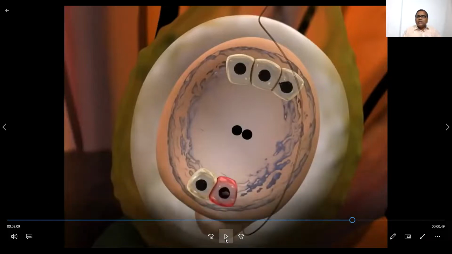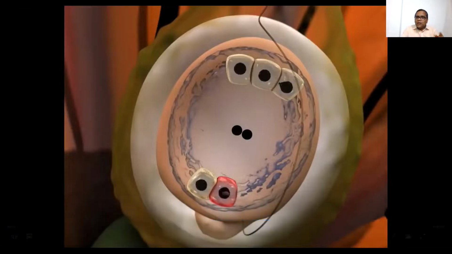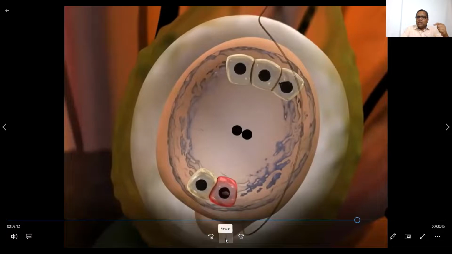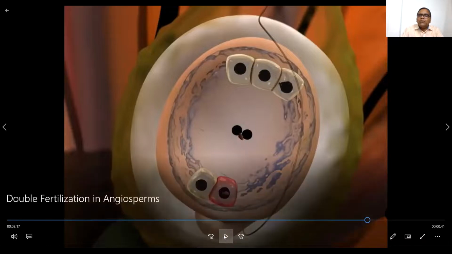That is the normal process of fertilization, syngamy. Here syngamy is taking place, in which one male gamete is fusing with the female gamete, that is the egg cell. But you know, one male gamete is still there. So what is it doing? Now the second male gamete, you observe here, is moving towards the polar nuclei.